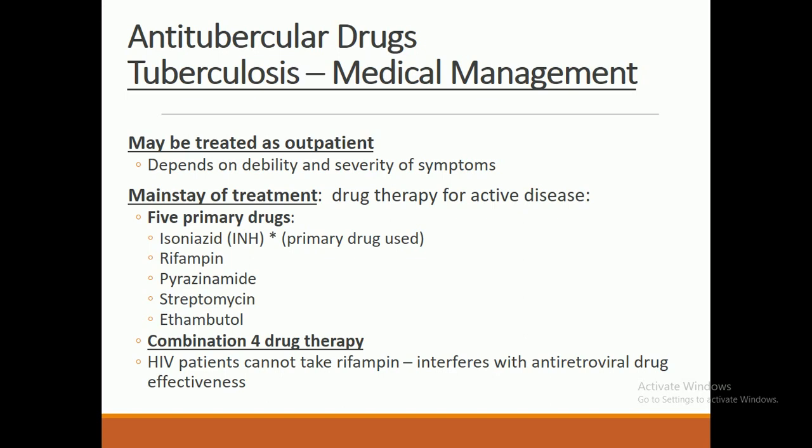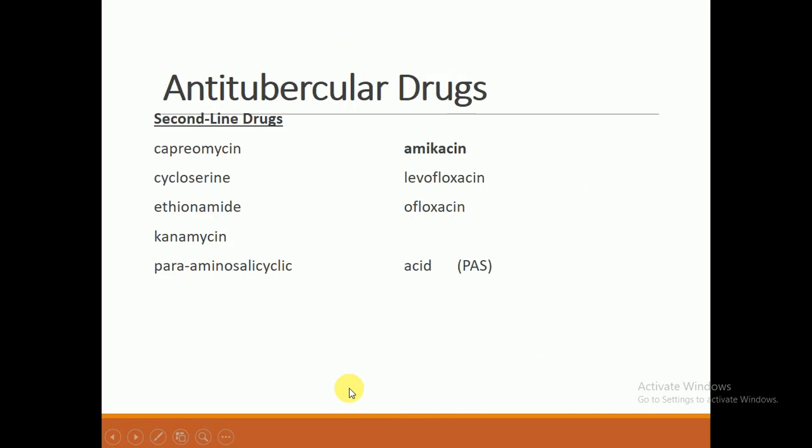These 5 primary drugs include isoniazid, which can be represented by the capital letters INH, rifampicin, pyrazinamide, streptomycin, and ethambutol. The combination 4 drug therapy is used especially in HIV patients who cannot take rifampicin, because it can interfere with the effectiveness of antiretroviral drugs.